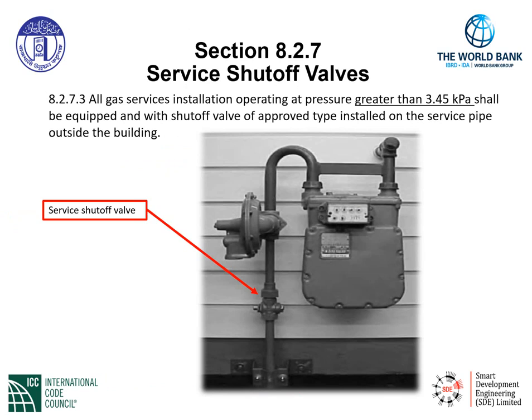All gas services, however, operating at pressures greater than 3.45 kPa need to be equipped with a shutoff valve of an approved type, and it needs to be installed on the service pipe outside of the building. This is regulated by the code section 8.2.7.3. The picture shows us the service shutoff valve installed according to this particular code section.